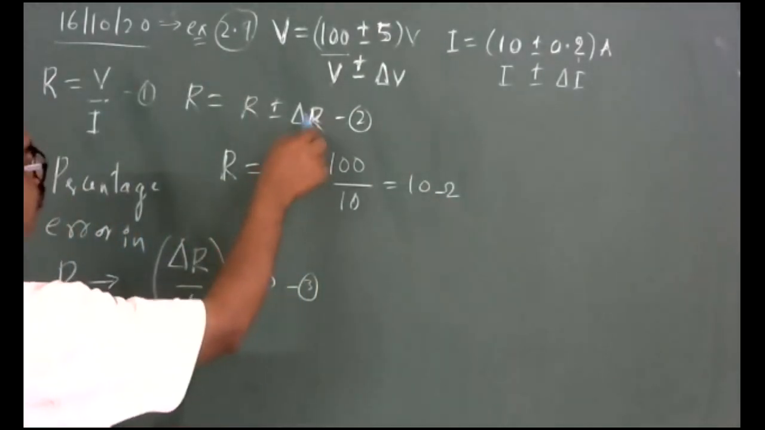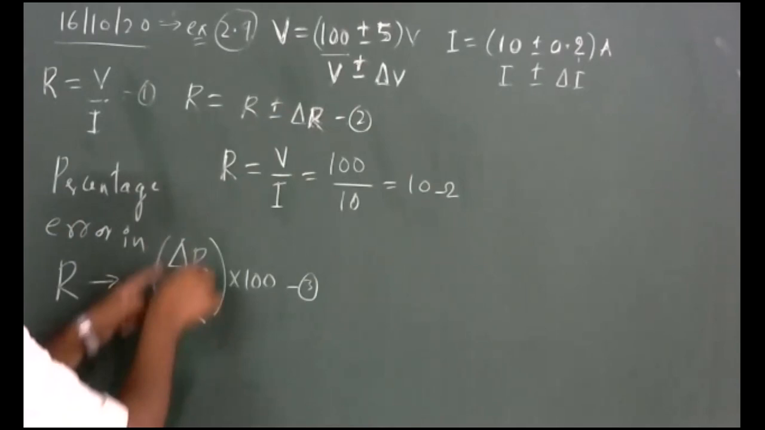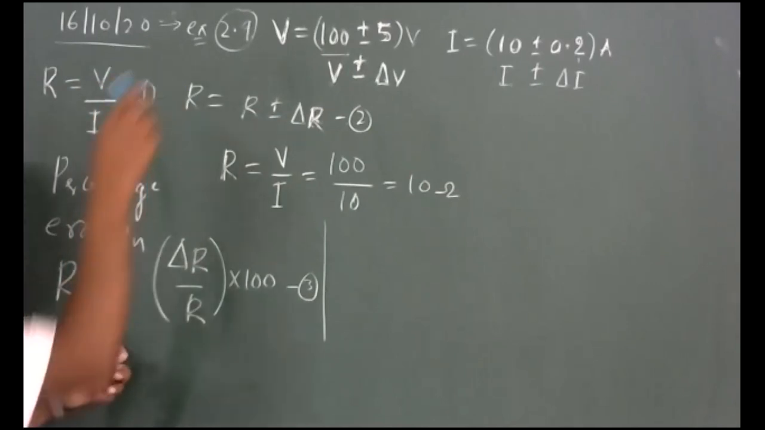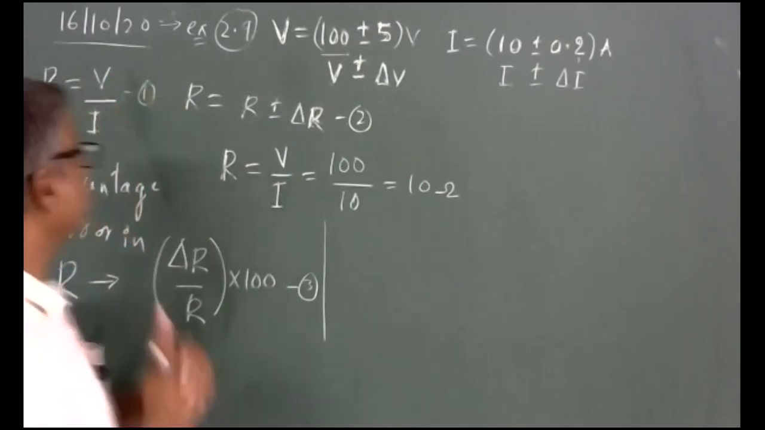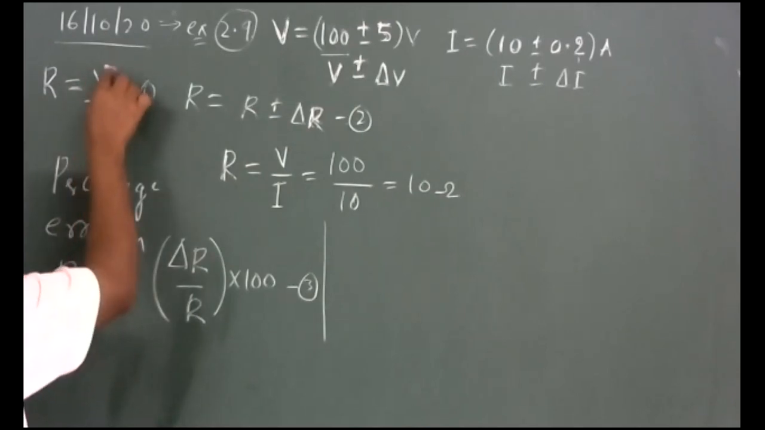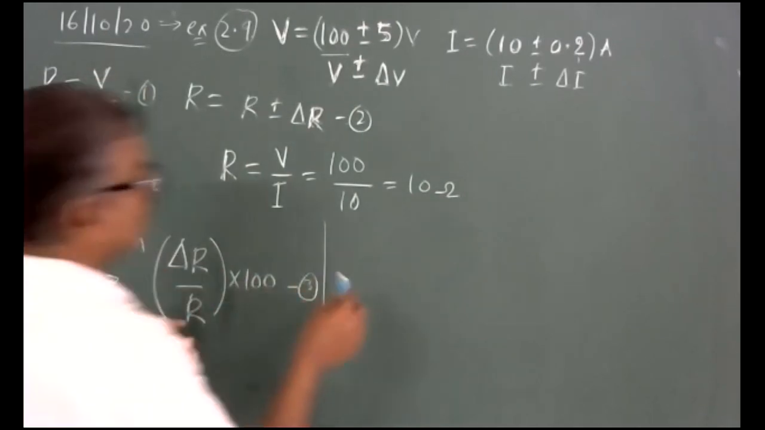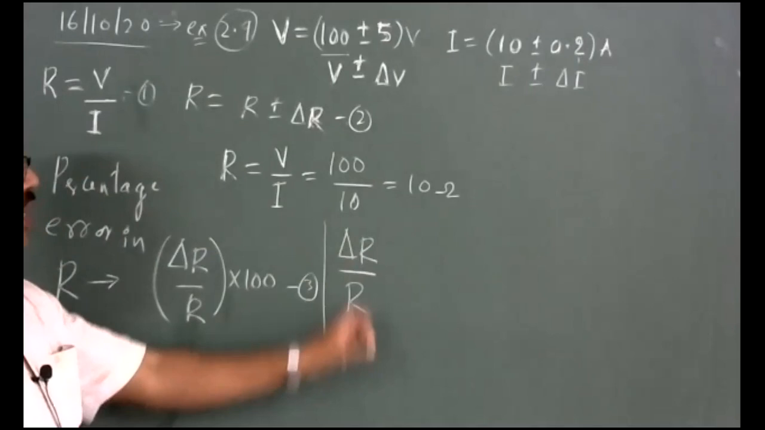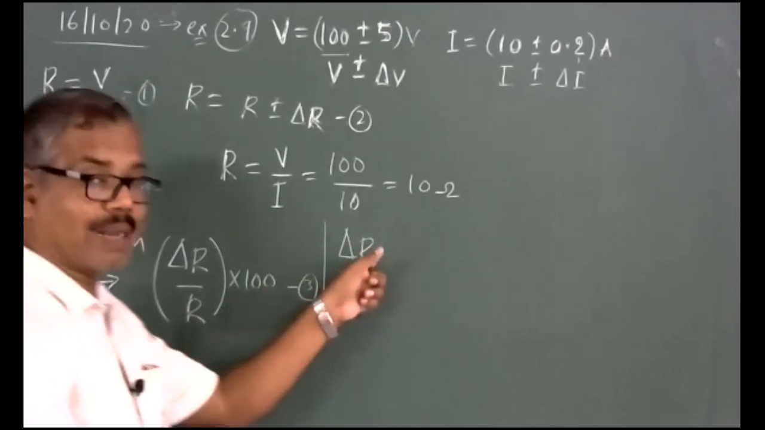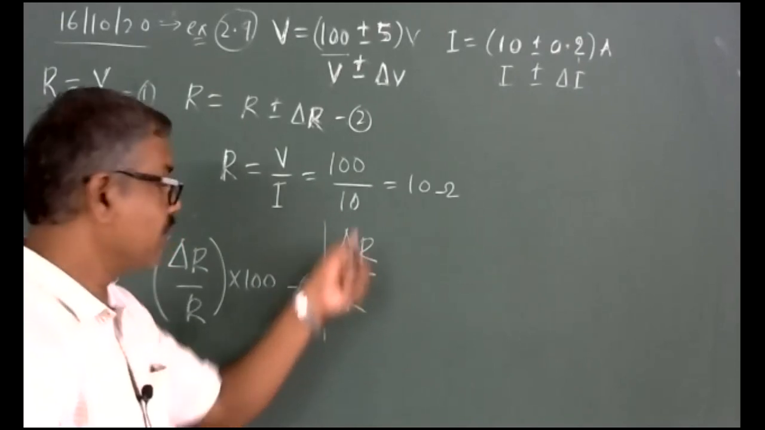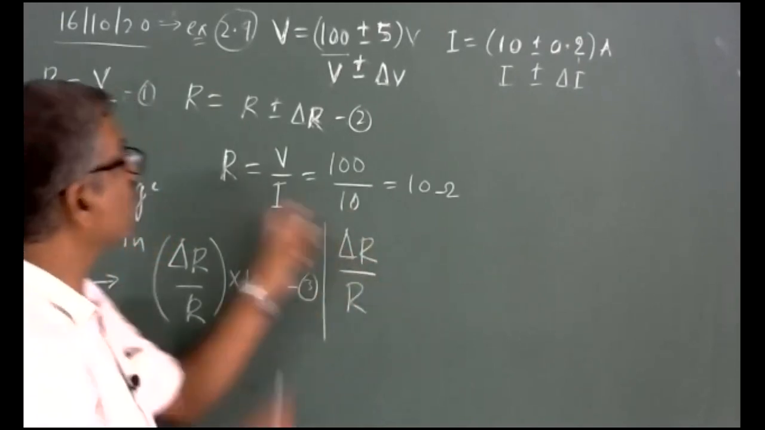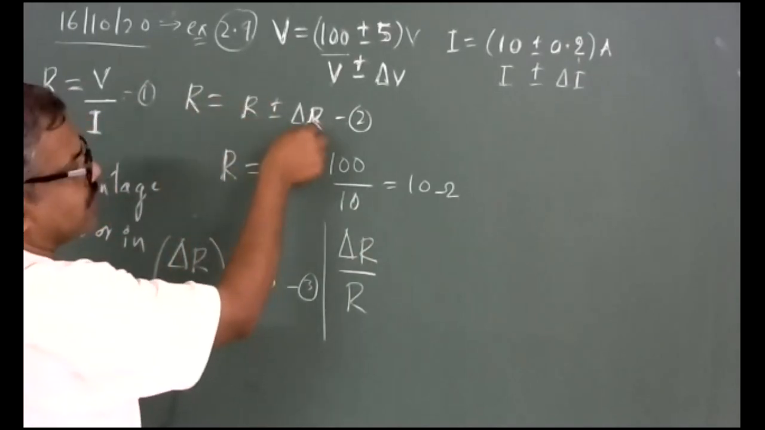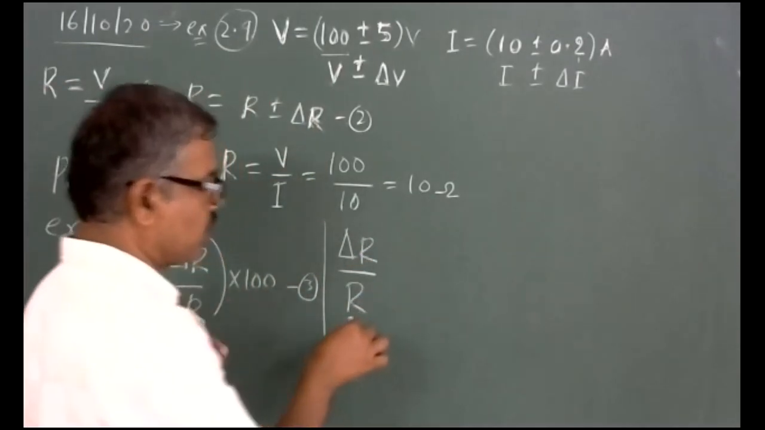Now what is this delta R? The mathematics says that I need to get this delta R by R. This is going to be a formula for relative error. We have a formula for the error of a product or a quotient. This is a quotient, V by I. Whether it is a product or a quotient, the rule says that delta R upon R is called the relative error in resistance. Delta R is the absolute error in R, and R is called the mean value. Resistance is given by mean value plus or minus absolute error. The ratio of delta R by R is called relative error.